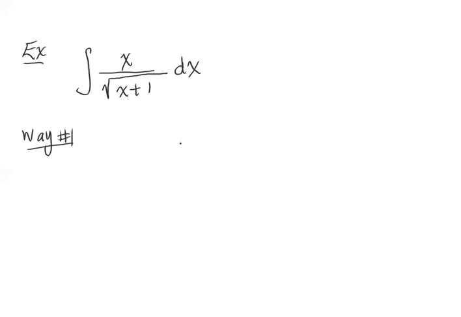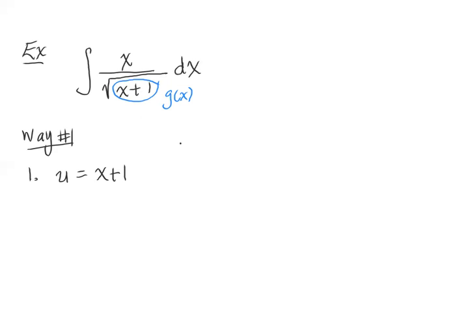I'll look at my integrand and figure out, well, is there a composition in there? Well, it looks like this denominator is a composition of functions. So what if I called this part g of x? Let's maybe let that part be g of x, which means I am calling u equal to x plus 1. That's my first method.